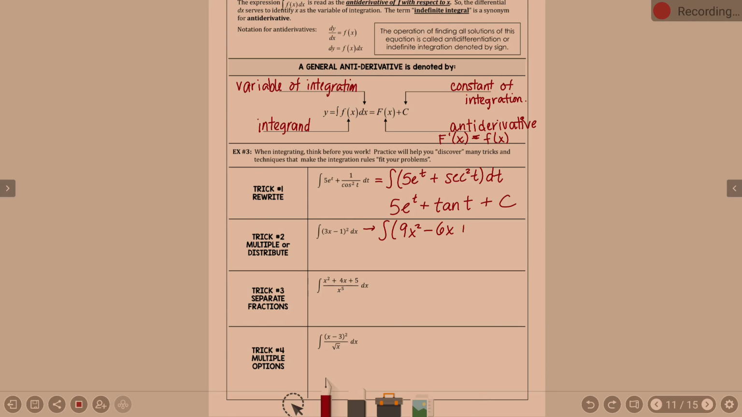Plus 1. And here's the deal. If that foiling didn't work in your brain, you write it out longhand. There is nothing wrong with needing the visual. Do it if you need it. Okay. Now, let's integrate.